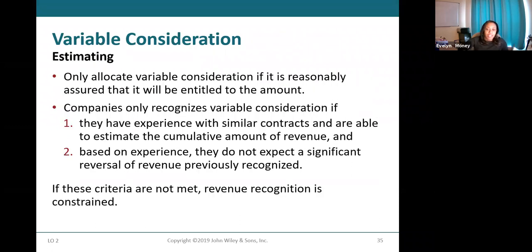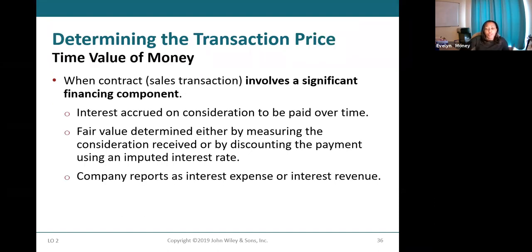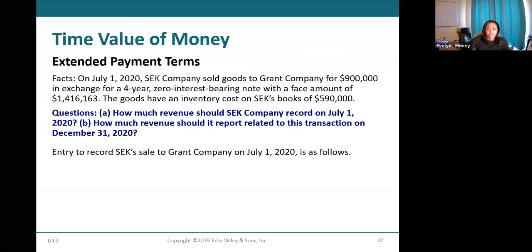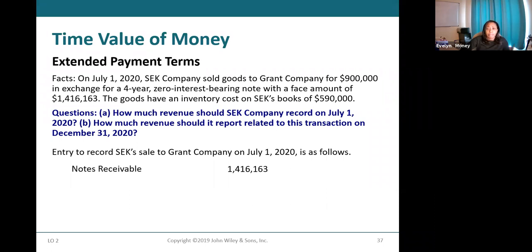So keep in mind that a lot of our financial statement numbers are estimates. So estimations, as long as they are reasonable and we have a systematic way of estimating, then we're okay with using it. Time value of money, this comes into play when there is an interest component. So we have to take that into consideration. And we've seen that when dealing with our discount on notes receivable. So there's some interest revenue, some interest expense that we may have to consider.